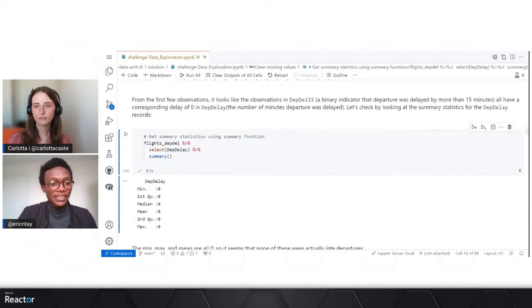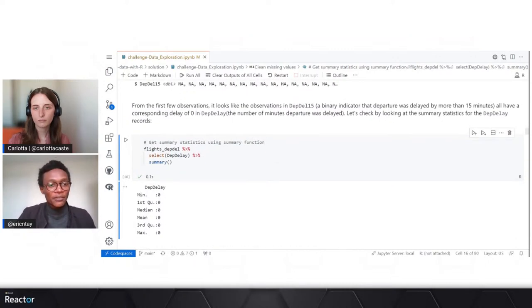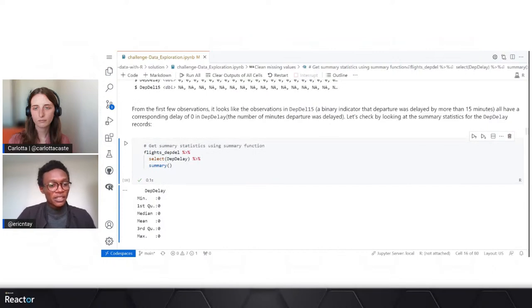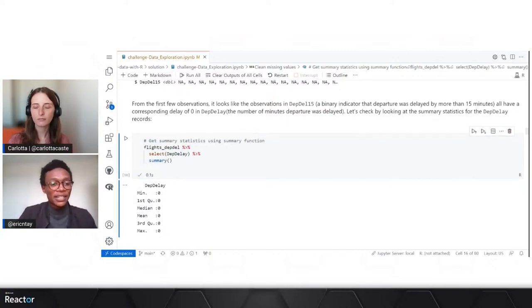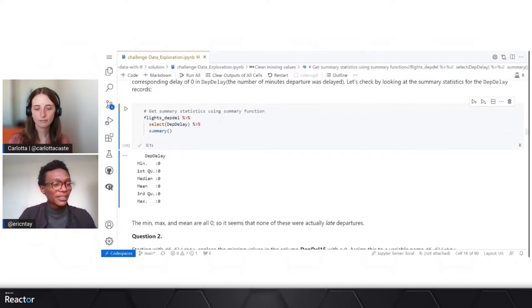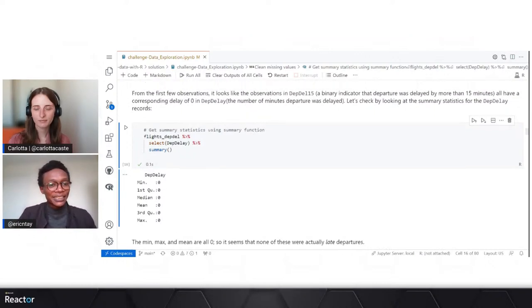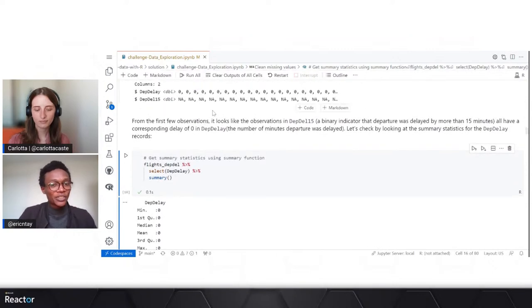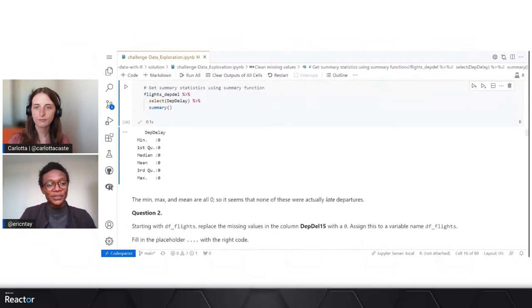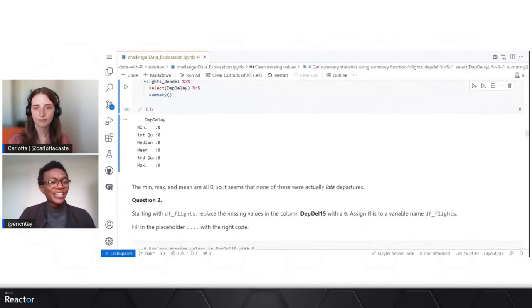So what this tells us is that for all values of departure delay 15, which is a binary indicator of whether a flight was delayed more than 15 minutes, the corresponding departure delay minutes were actually zero. So this gives us a hint that the departure delay 15 values which are missing should probably be imputed with a zero, because the corresponding values of minutes are zero. But anyhow, let's see how we deal with that. So Carlotta, I'm giving it back to you.